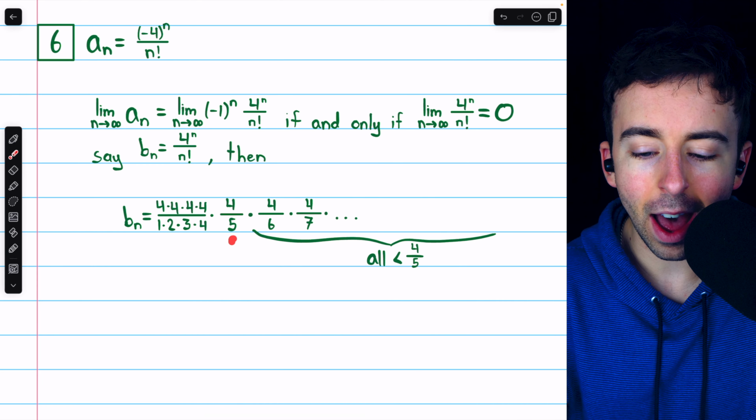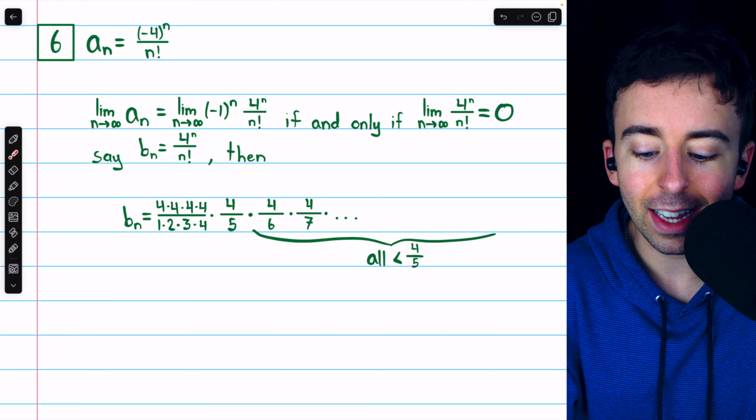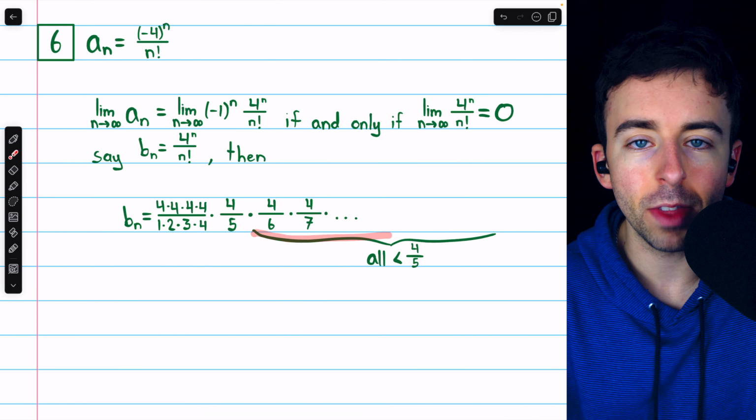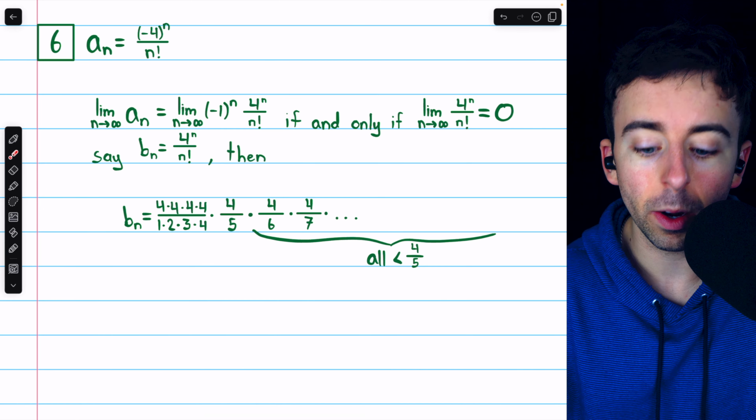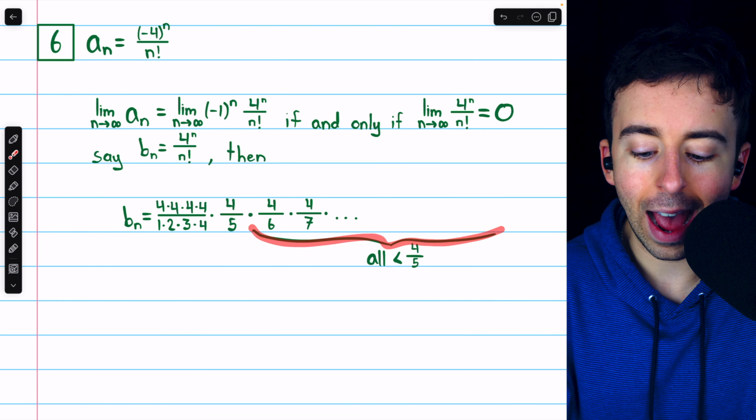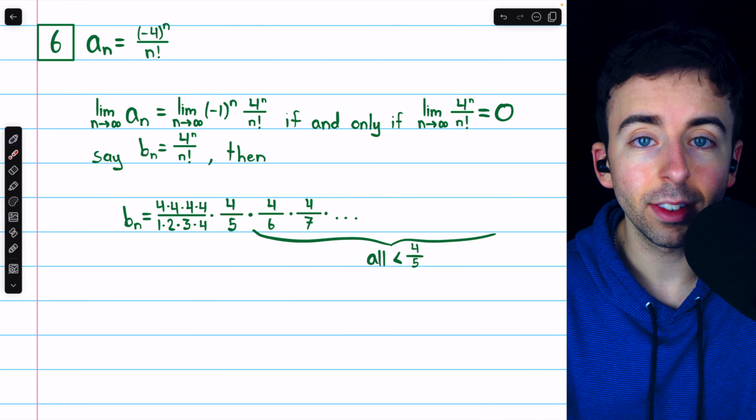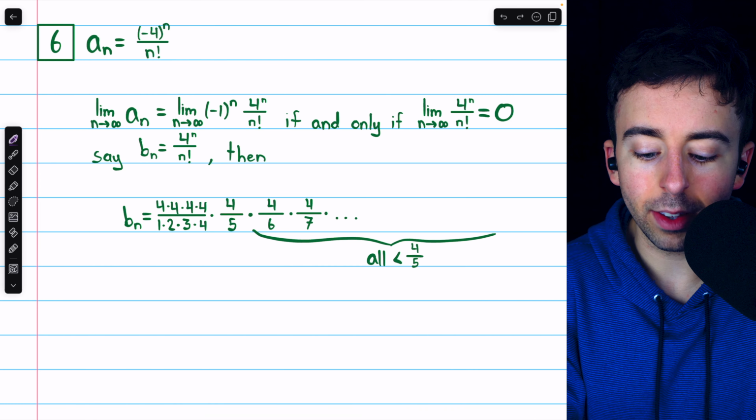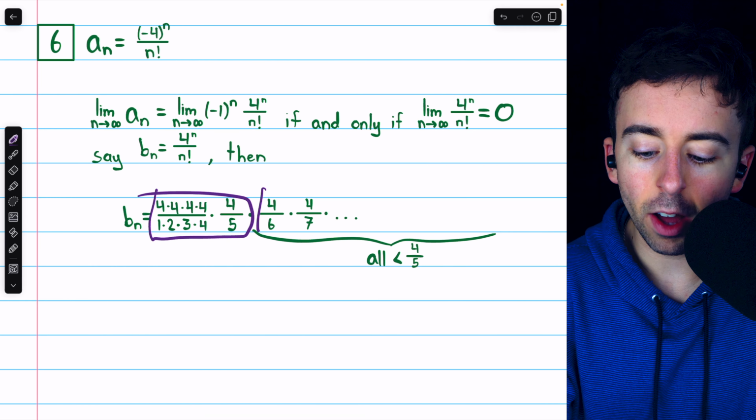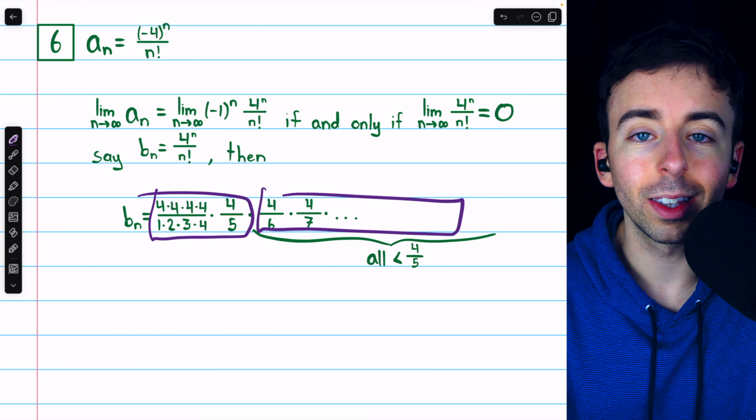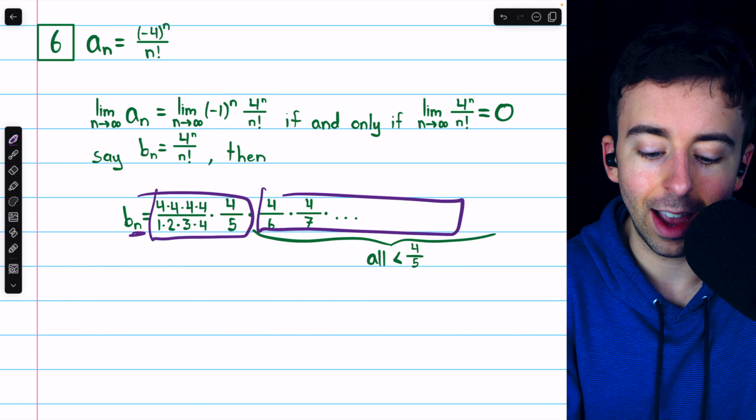But then we have 5, which is bigger than the numerator, and certainly every denominator after that will also be bigger than the numerator, which stays at 4. So all of these factors after that 4/5 are less than 4/5. And remember, every term of the sequence is composed of factors like this. It has these ones, and then all these factors afterwards, which are less than 4/5, however many there must be, depending on the size of n.